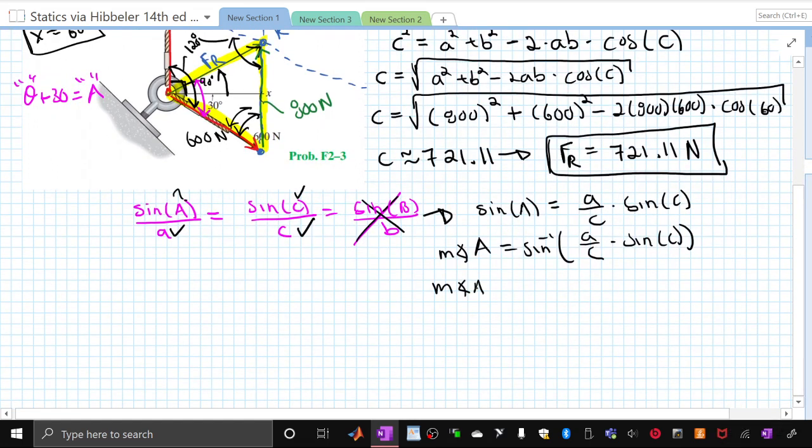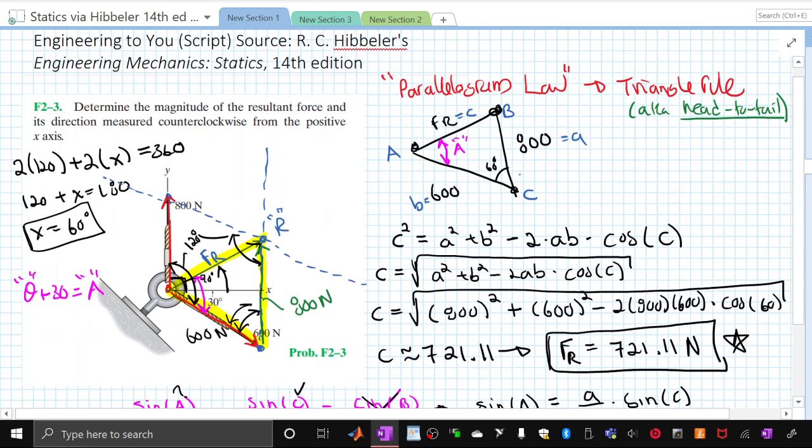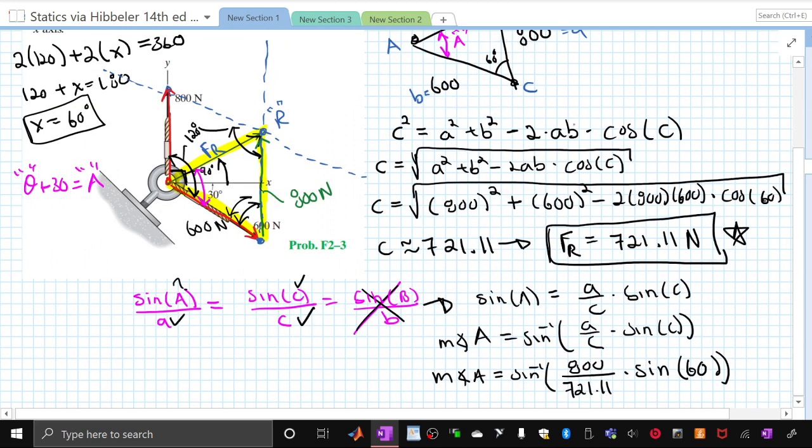So the measure of angle A is equal to the inverse sine of A. What is A? It's 800, and the newtons are going to cancel because you're going to have newtons over newtons. So do not worry about the units as of now. And then C is the one that we just obtained, 721.11, times the sine of C, and C was 60 degrees. Remember, C is this angle right here. So 60 degrees.